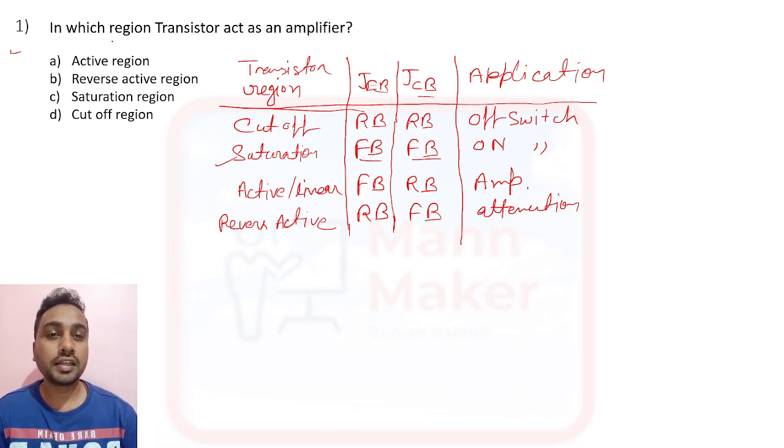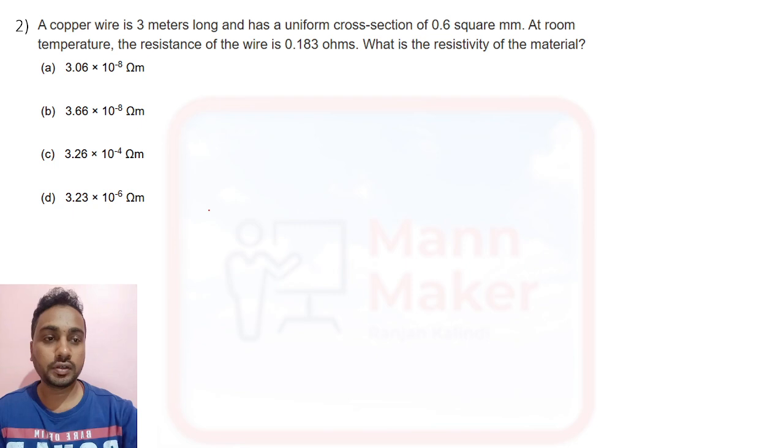So here they ask, in which region does a transistor act as an amplifier? So as an amplifier, it works in the active region. So option A is the right answer. Okay, so you have to remember all these points.